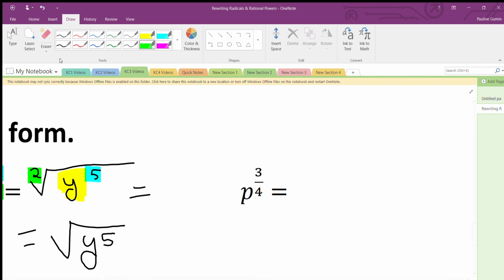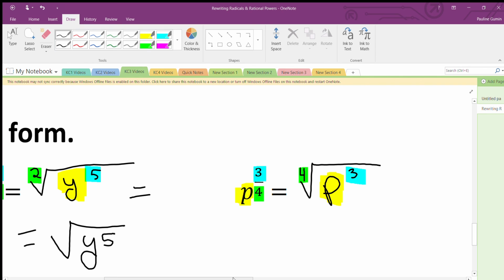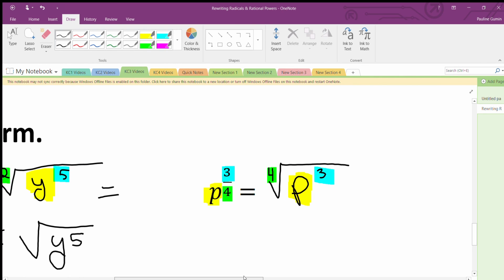P to the 3/4, let's do this one as well. Let's write down the square root and begin the radical. And now let's begin to identify everything. First we have P, that's our base. We have 3 on top of our fraction, which means that's the exponent for P. And then our denominator here is 4, which becomes our root. There it is. And we can't simplify this any further. So this is the 4th root of P to the 3rd.